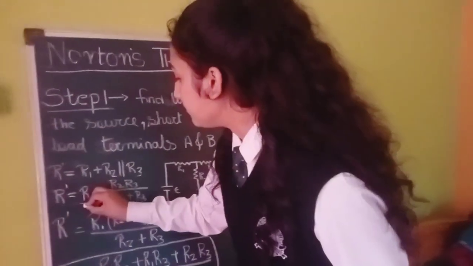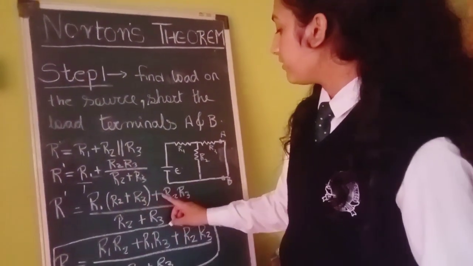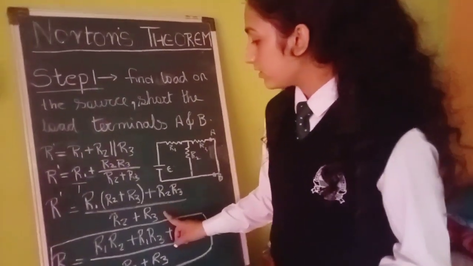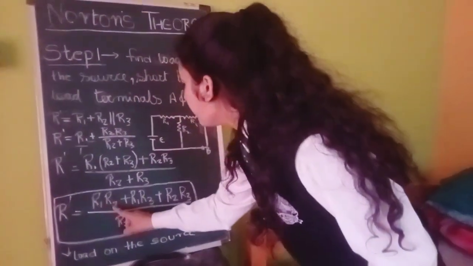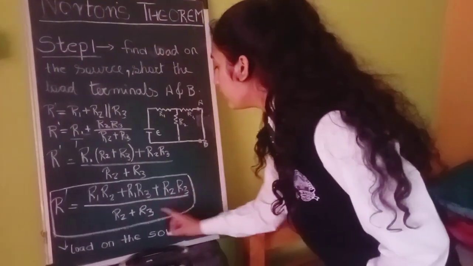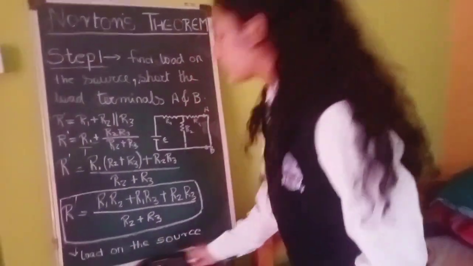By taking LCM, we get R1 into R2 plus R3 plus R2 R3 whole divided by R2 plus R3. So by multiplying, we get the value of R dash as R1 R2 plus R1 R3 plus R2 R3 whole divided by R2 plus R3. This is the load on the source.